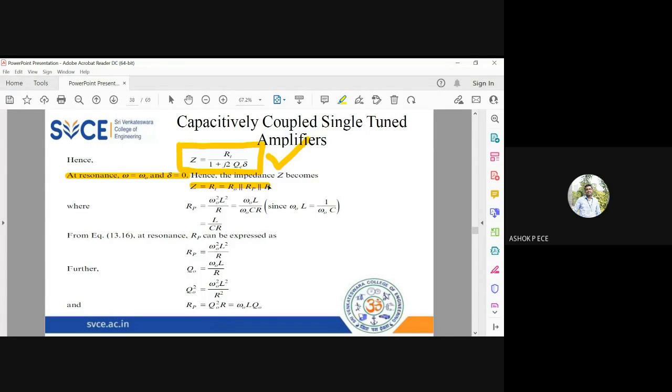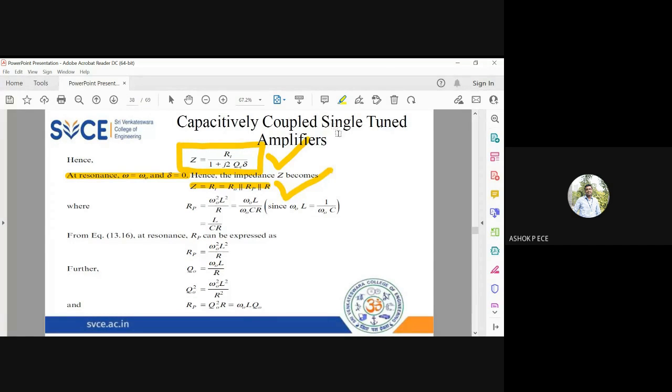See, I told you in the offline class, at resonance, your circuit will act like a pure resistor. See here, that is verified here. When you put omega equal to omega naught, the impedance is just equal to RT. You don't have any reactance term here, which clearly indicates that at resonant frequency, the circuit is resistive. That is, the voltage and current are going to be in phase.